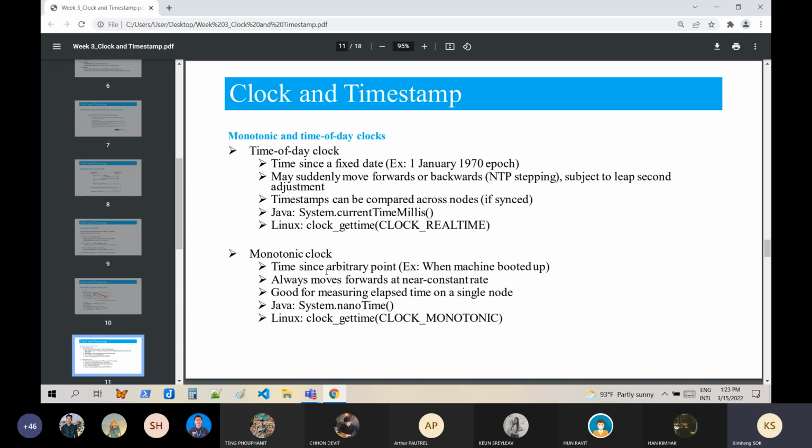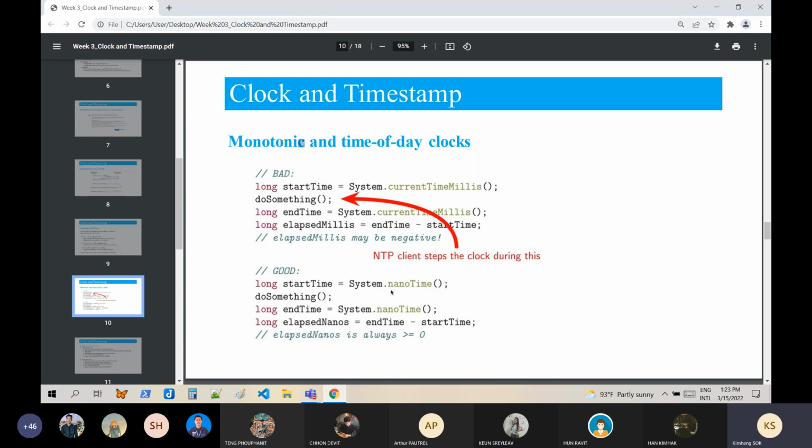Okay, so remember we have two types of clock, and whenever you want to compare your code, remember to use the monotonic clock to compare your algorithm, but not the time of the day. And see in the programming language, like Java, Python or whatever, what library we use to call the monotonic clock, not the time of the day clock.